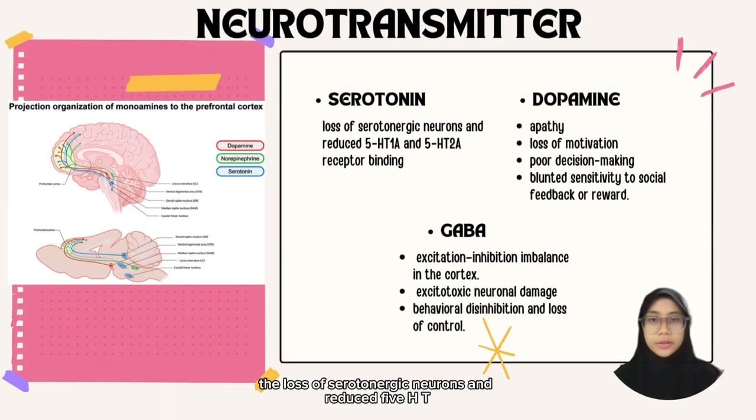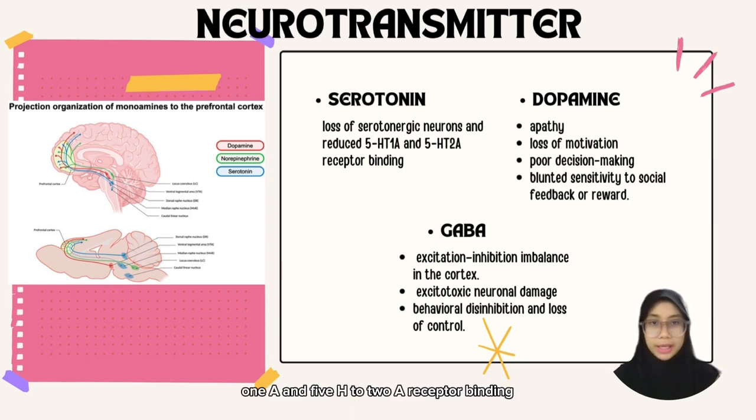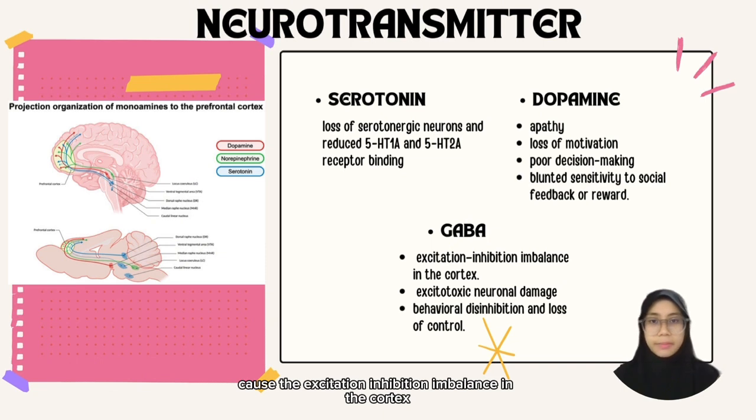The first is the loss of serotonergic neurons and reduced 5-HT1A and 5-HT2A receptor binding. The second is the reduction of dopamine, which causes apathy and loss of motivation. The third is the reduction of GABA, which causes excitation-inhibition imbalance in the cortex, excitotoxic neuronal damage, and behavioral disinhibition.